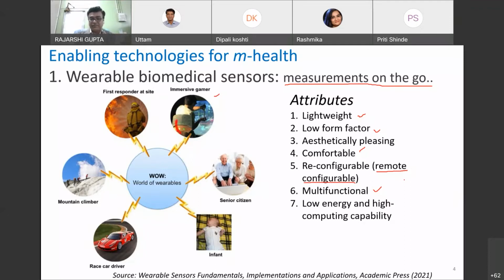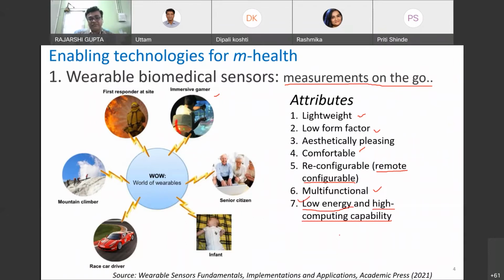It is possible. An essential component of all such wearable biomedical sensors will be low energy, and also high computing ability. Now, what is the advantage of this low energy? If the system is not of low energy, then the battery power will be drained very quickly.